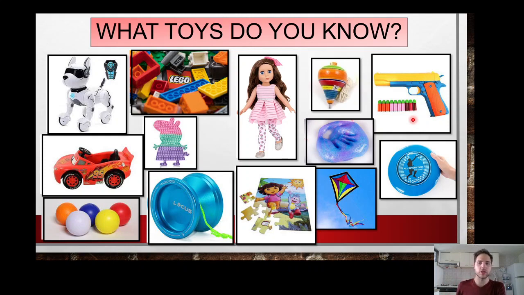And if you look at the pictures here are some toys that we know. So here we have like a robot dog. There's some Lego over here. This is a doll. This is a top. Over here we have a Nerf gun. Over here we have slime. Okay, here we have the Peppa Pig puppet. This one is a car. Over here is a ball. This is a yo-yo. Over here we have a puzzle. This is a kite. And this one here is a frisbee.